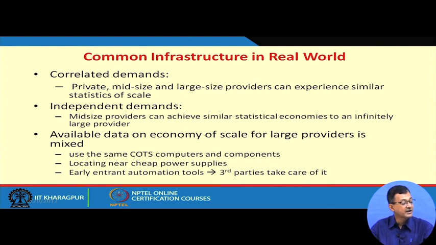With independent demand, a mid-size provider can achieve a similar statistical economy to an infinitely large provider, right. Available data on economy of scale for large providers is mixed. Large providers benefit from use of COTS, that is commercial off-the-shelf systems and components, and from locating near cheap power supplies. As power supply is a major cost for data centers, they want to build the data center where power will be much cheaper and nearby. There can also be early entrant automation tools which third parties take care of.